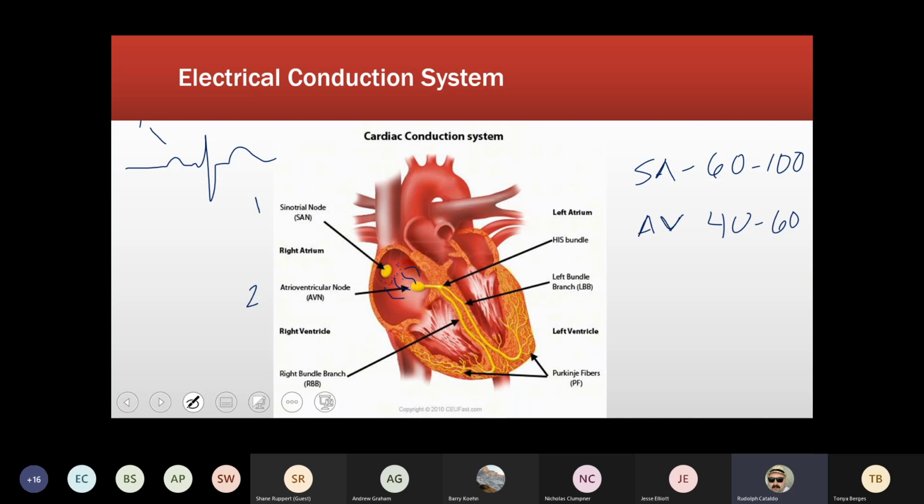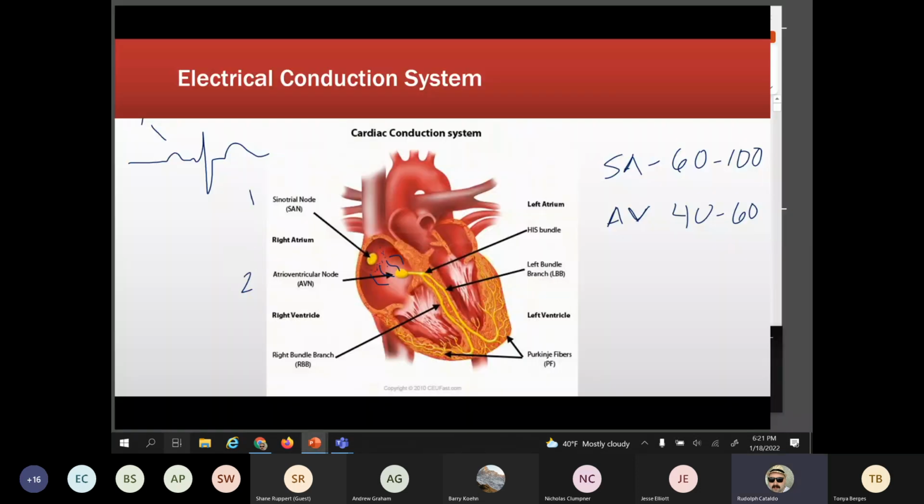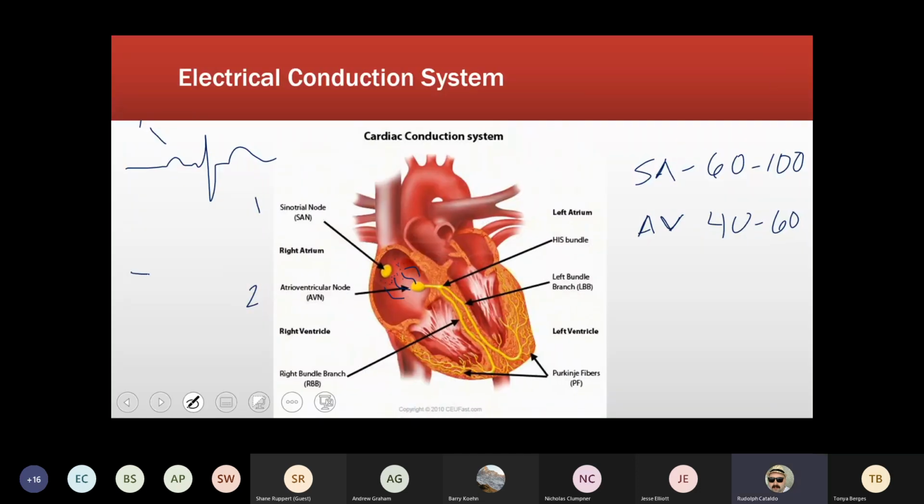If I have a rhythm that does not have that, such as no P wave, that is coming from the AV node because I don't have that P wave. I don't have that atrial kick. So that's what you see in atrial flutter and atrial fib, correct? Not so. Because there's no P waves.